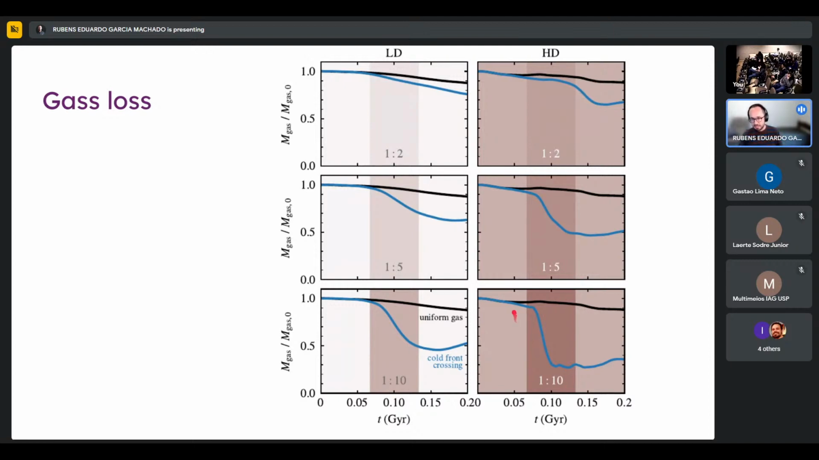So we can clearly see that in the high density cases, the galaxy loses more gas than otherwise, and also that when the amplitude of the discontinuity is large, in other words, 1 by 10, the gas loss is also much more pronounced than when it is only a factor of 2.